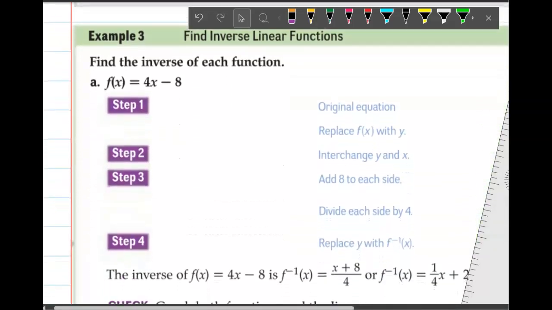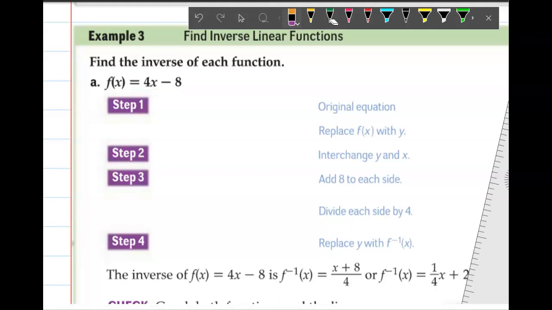So for instance, if we want to find the inverse of this function, we could graph it, and we could reflect it over the line y equals x, but that involves graphing. We want to do this without graphing. So the first thing we're going to do is write the original equation. f of x equals 4x minus 8.